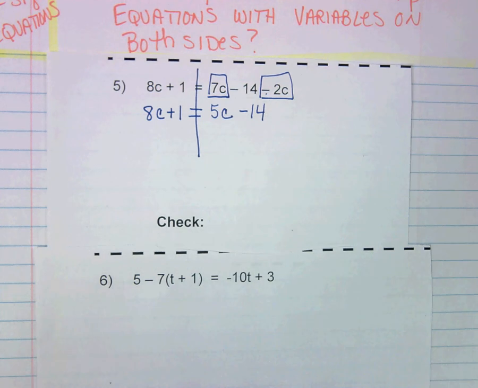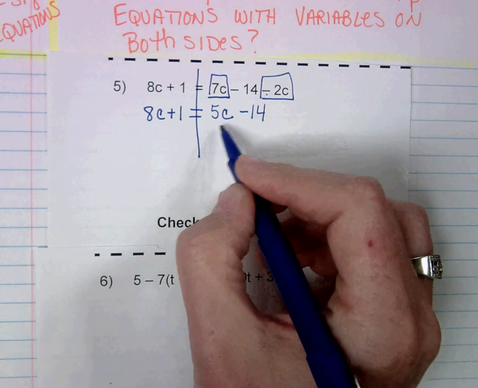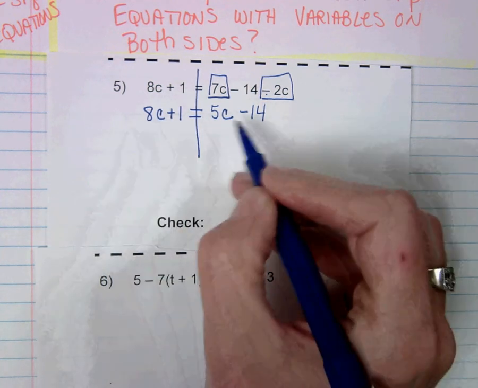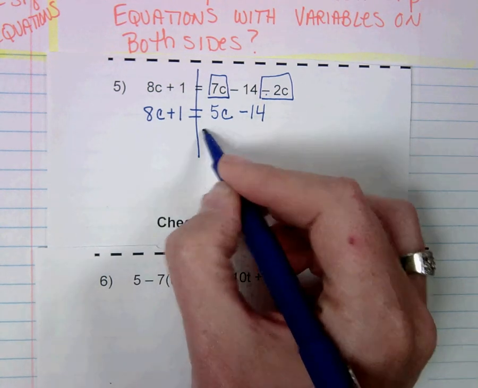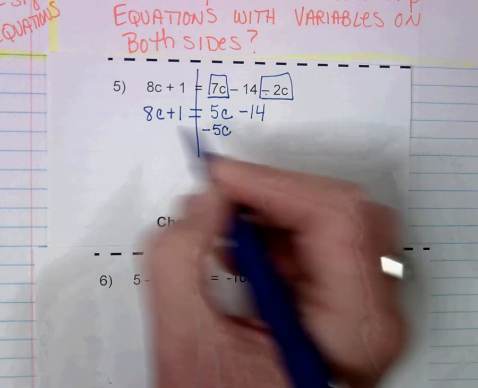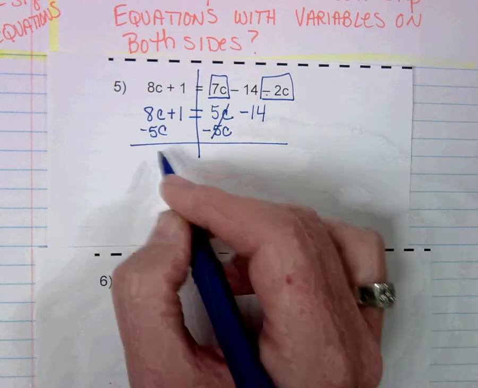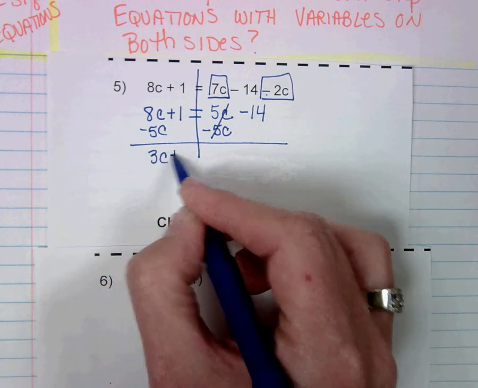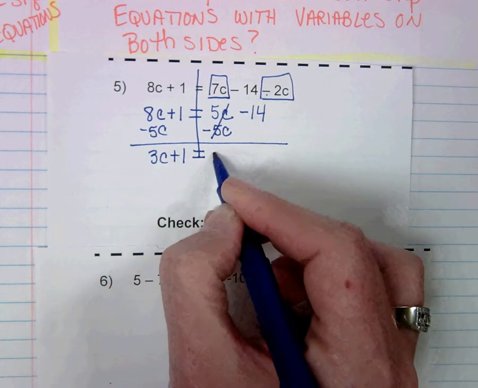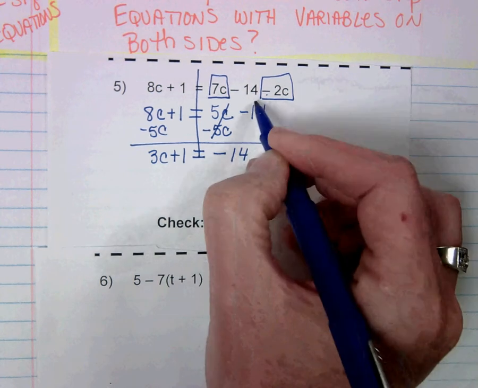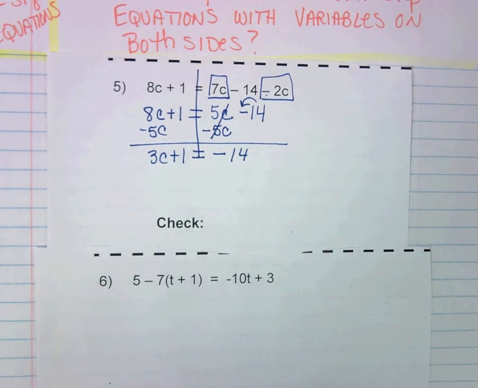Okay, so don't call me after, okay? Or, well, I'm sorry, move. We've got to move our variables. So now we're down to where we really feel comfortable. Remember, it doesn't matter whether we move the 8c or the 5c. I'm going to choose the 5c by subtracting it to make a zero pair. This leaves me with 3c plus 1 equals negative 14. Make sure you don't lose the sign in front of the 14.